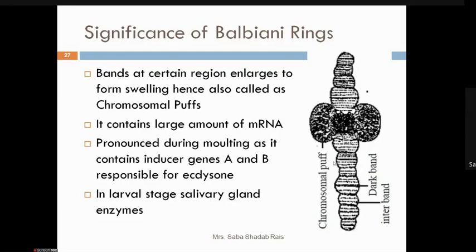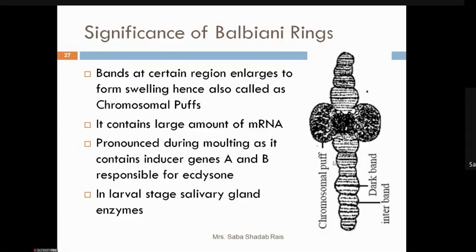The ecdysone inducer genes A and B are continuously working for the formation of the ecdysone hormone. Now all hormones are also proteins, so this ecdysone hormone formation requires fast gene activity, gene expression. For that reason, you will find that at the time of ecdysis these particular rings are pronounced, and this can also be seen in the salivary glands.